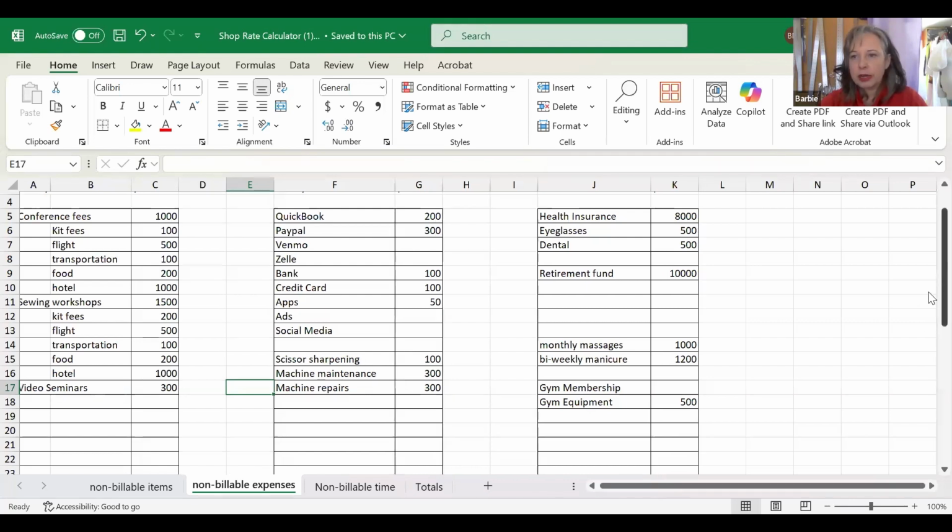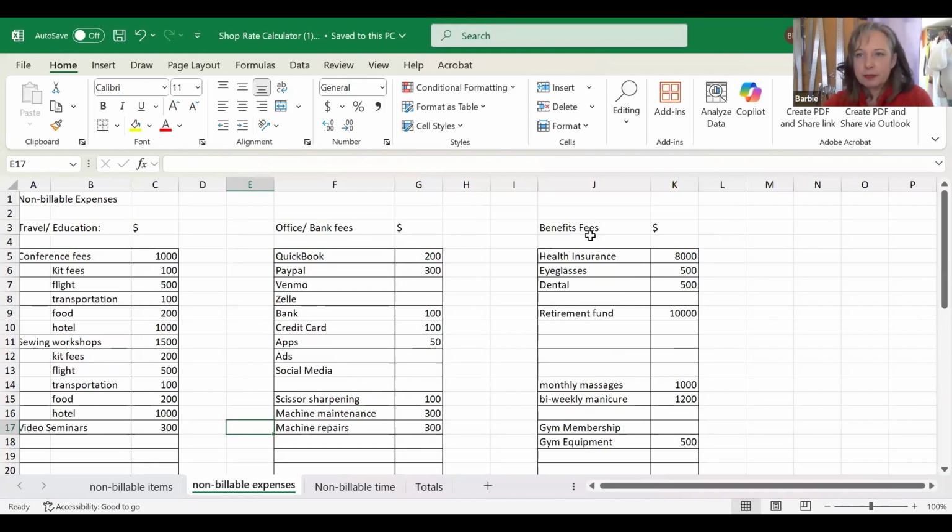Okay. Now, this last category is benefits. And this is a thing that everyone forgets to add in.